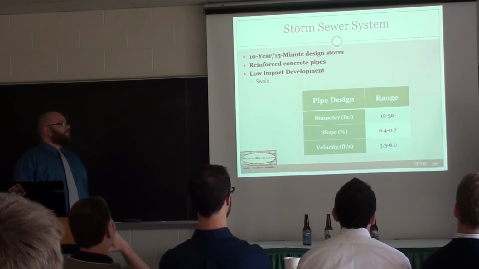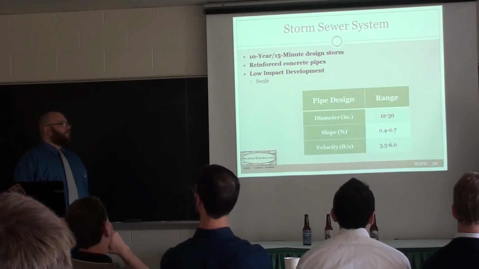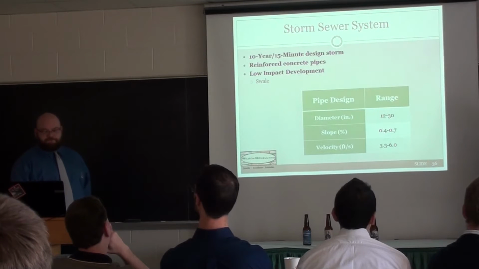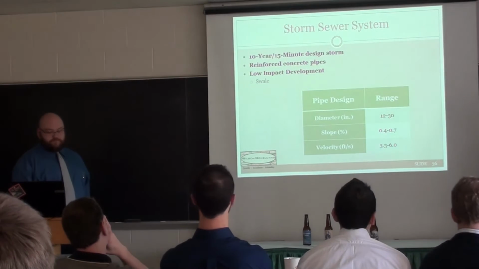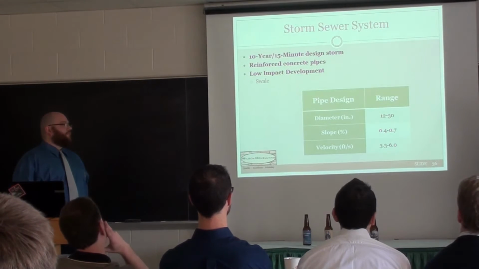For low impact development, we did incorporate a swale on the western side of the site, and swales are just large grassed channels that will open flow route the stormwater. For the pipe design, the diameters range from 12 to 30 inches, the slopes of 0.4 to 0.7%, and then the velocities are from 3.3 to 6 feet per second.